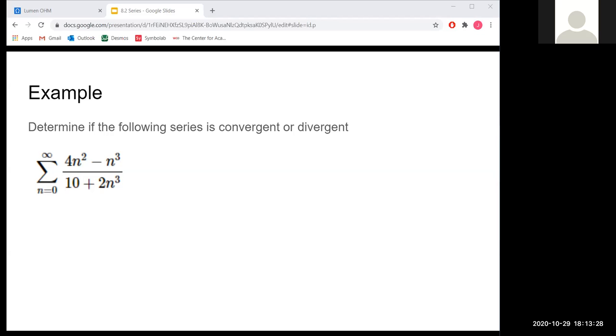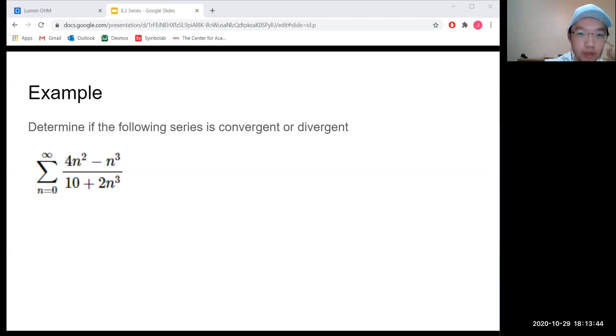Let's list out a few terms of this series just so we can see how it looks. The first term is when n equals 0. That gives you 0, because the numerator is 0. The next term is when n equals 1. That's 4 minus 1, which is 3, and then 10 plus 2 is just 12. And then when n equals 2, we have 16. Yeah, I forgot to switch tabs. My bad.